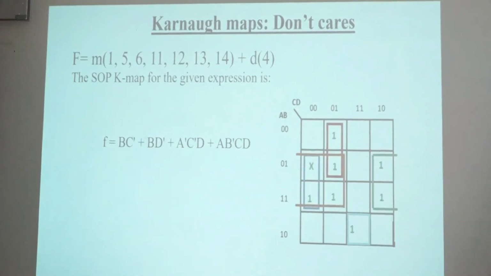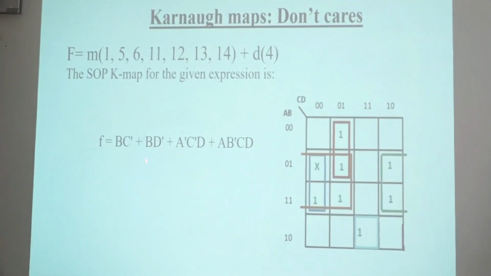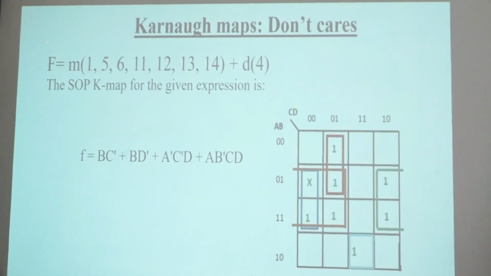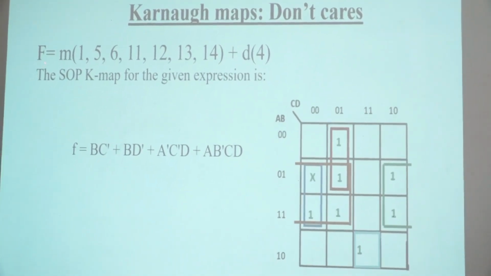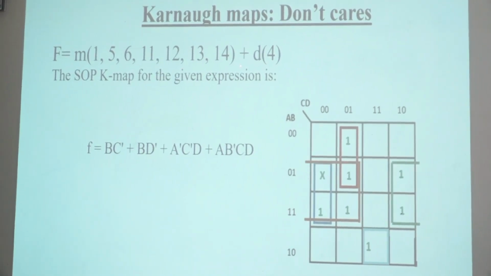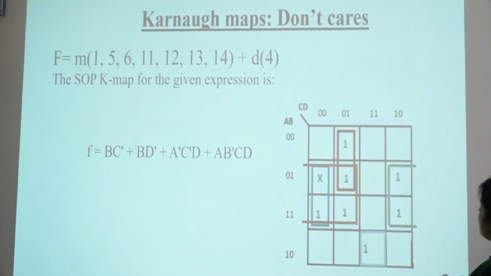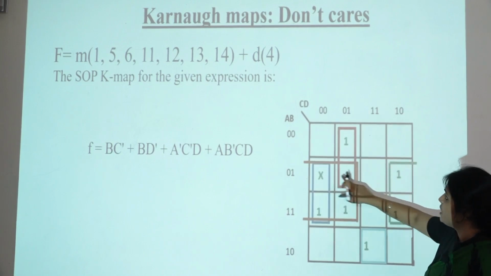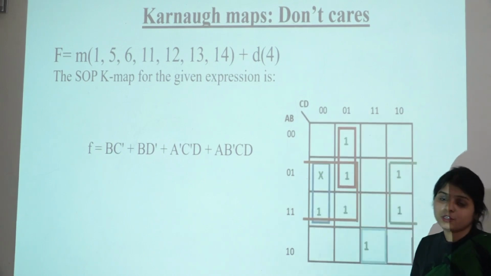Okay, let us look into this example so you will understand it clearly. Don't care conditions are represented something like this. F is equal to m of, see this is another notation, sometimes sigma will be represented, sometimes small m also will be represented: 1, 5, 6, 11, 12, 13, 14 plus don't care of 4th cell. Now look at this. This is 0, 1, 2, 3, 4, 5, 6, 7. So, in this 4th cell I am putting it as don't care.